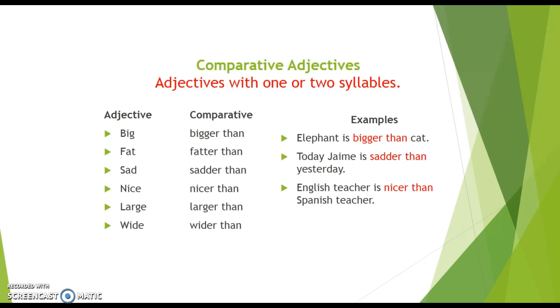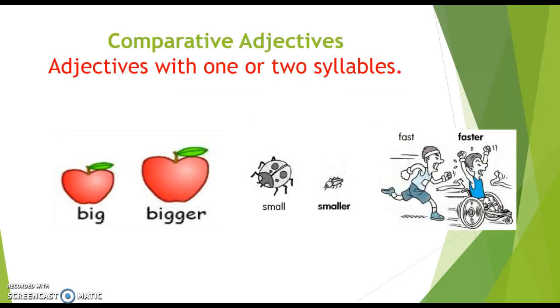Examples. Elephant is bigger than cat. I am comparing two animals. Today, Jaime is sadder than yesterday. Two situations: how Jaime is feeling today and how he felt yesterday. Or, English teacher is nicer than Spanish teacher. In this case, comparing two teachers, and you are showing your preference for one of those teachers. Okay, that's the first group.